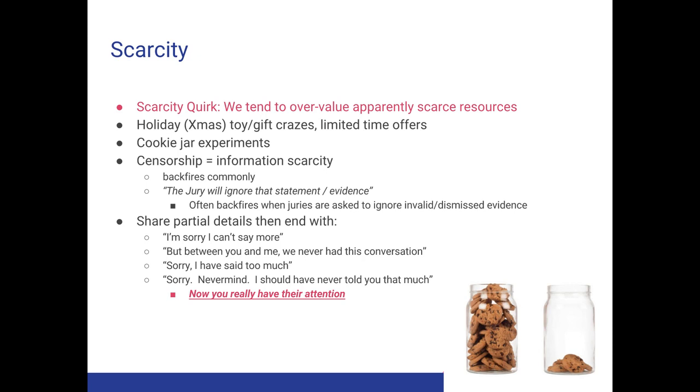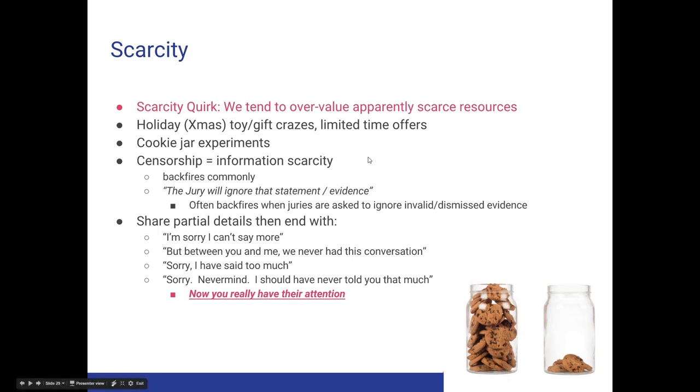So in a conversational sense, you can exploit this quirk by sharing partial details of some topic with the person you're talking to, and then abruptly ending with things like, I'm sorry, I can't say more, but between you and me, we never had this conversation. And say things like, I'm sorry, I shouldn't have said that, I've said too much, please forget what I've told you, and so on. When you say stuff like that, it almost always results in you now really having their attention.